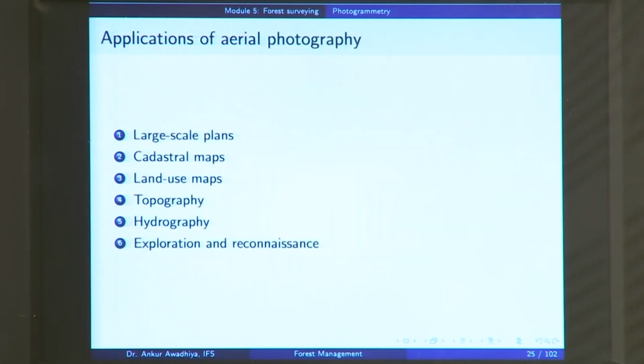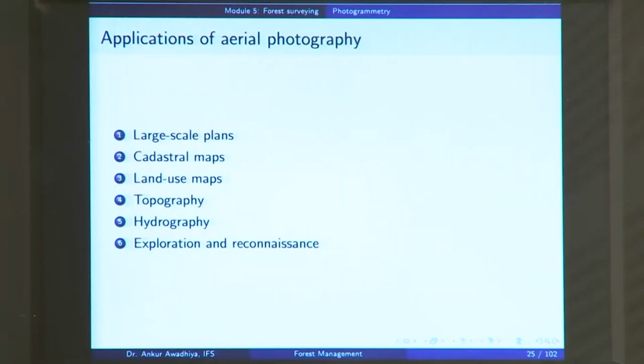Now, why do we make use of this aerial photography? You can use it to make large scale plans, say of your area. You can use it to make cadastral maps, in which case you are looking at what is the property that belongs to each and every person. So, where does a field start, where does a field end, for instance. So, you can make use of it for cadastral maps, you can use it for land use maps.